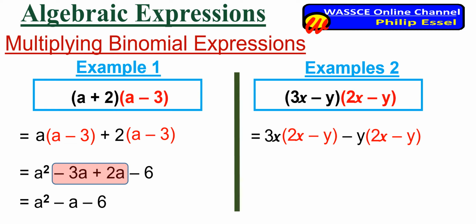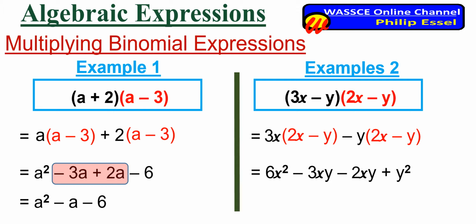We will now expand the expression by removing brackets. So first, the 3x would multiply the 2x. That would give us 6x squared. The 3x again would multiply the negative y. That would give us negative 3xy. Then our negative y would multiply the 2x, and that would give us negative 2xy. Again, the negative y would multiply the negative y within the bracket, and that would give us positive y squared.